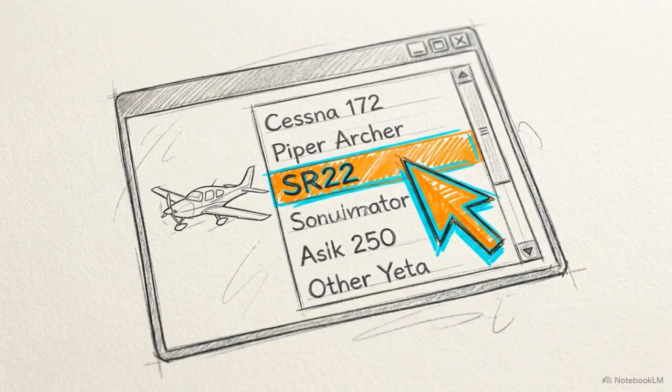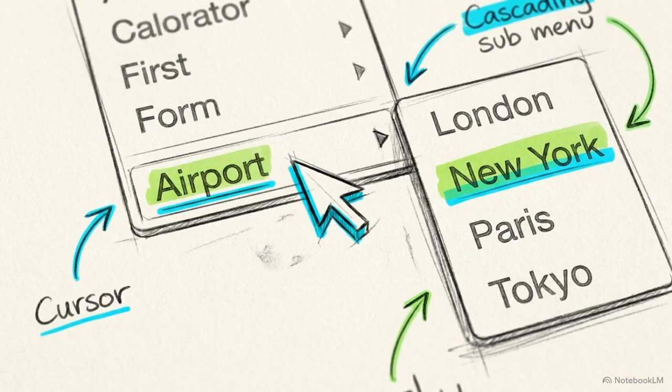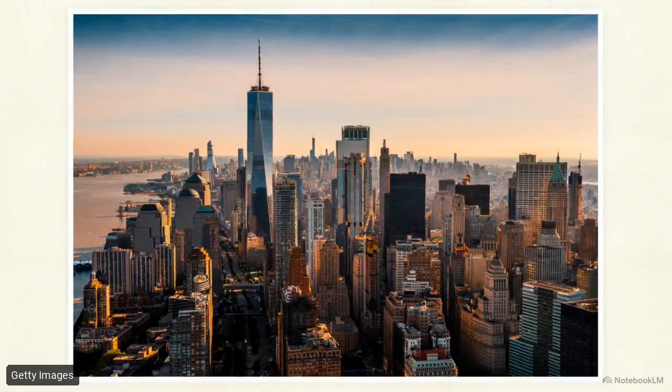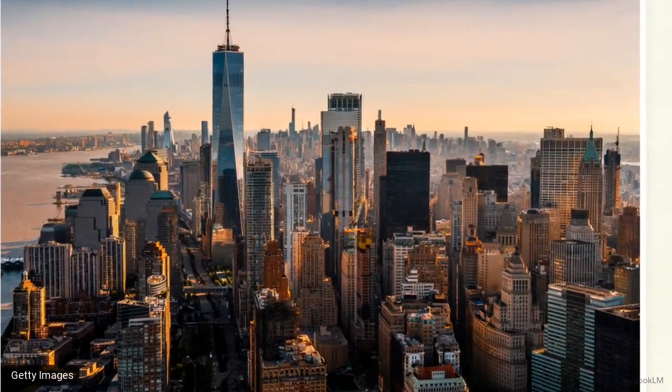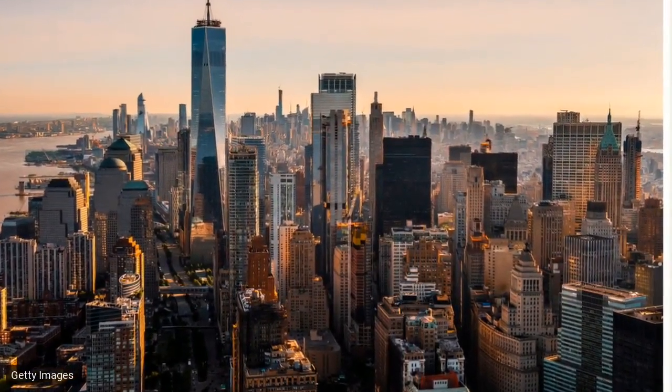For your initial flight, select the SR-22 aircraft. It operates at a lower speed than the F-16, making the controls more manageable for new users. Next, set your starting location by selecting Airport from the drop-down menu and picking New York. This places you on a clean runway environment before you attempt to navigate complex metropolitan skylines.